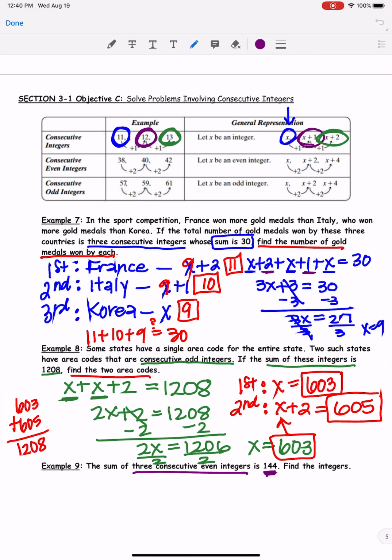Okay, and you can see right up here that it shows you this exact same thing. It doesn't matter if it's even or if it's odd. It's always x and then x plus 2 and then x plus 4. So we have x plus x plus 2 plus x plus 4. And my total that it needs to equal is 144. So add and solve.